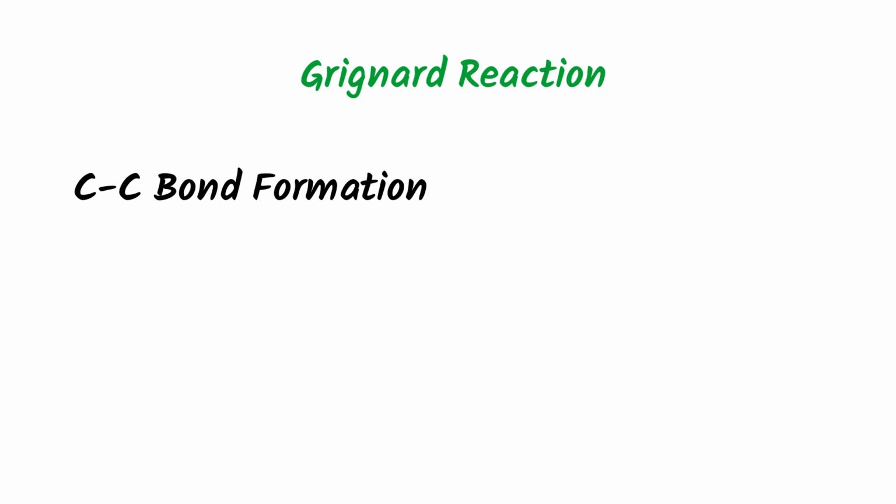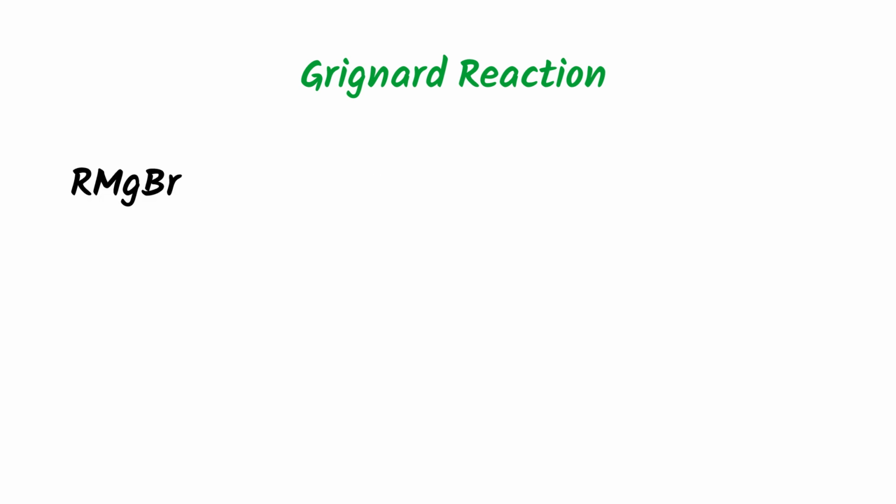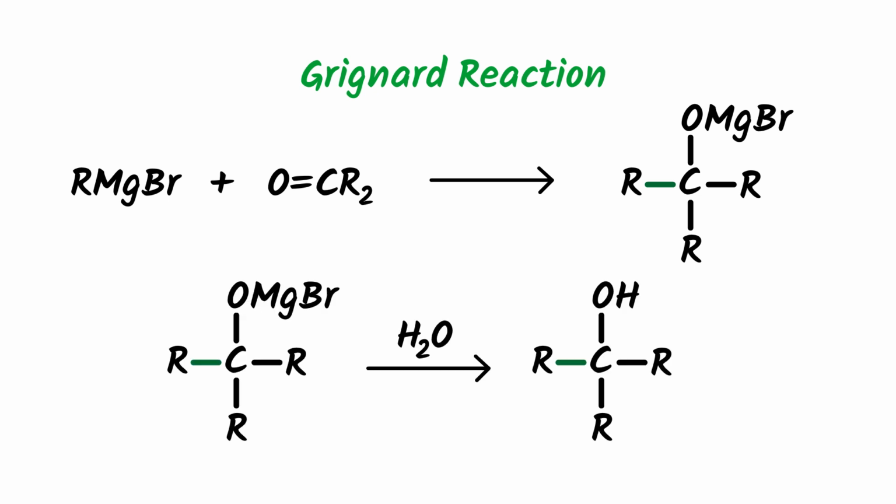Now let's move on to the Grignard reaction, one of the most important carbon-carbon bond forming reactions in organic chemistry. In this reaction, a Grignard reagent reacts with a carbonyl compound such as an aldehyde or ketone. The carbon attached to magnesium acts as a nucleophile and attacks the carbonyl carbon. This forms a new carbon-carbon bond, and after aqueous workup you obtain an alcohol.